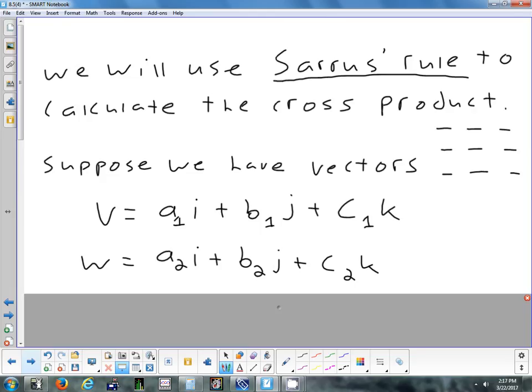All right, so suppose these are our 2 vectors. Vector v has an x, a y, and a z-axis component, and so does vector w, an x, a y, and a z. If you wanted to write it without the i, j, and k, it would be a1, b1, c1 with the brackets. So there's two 3D vectors.